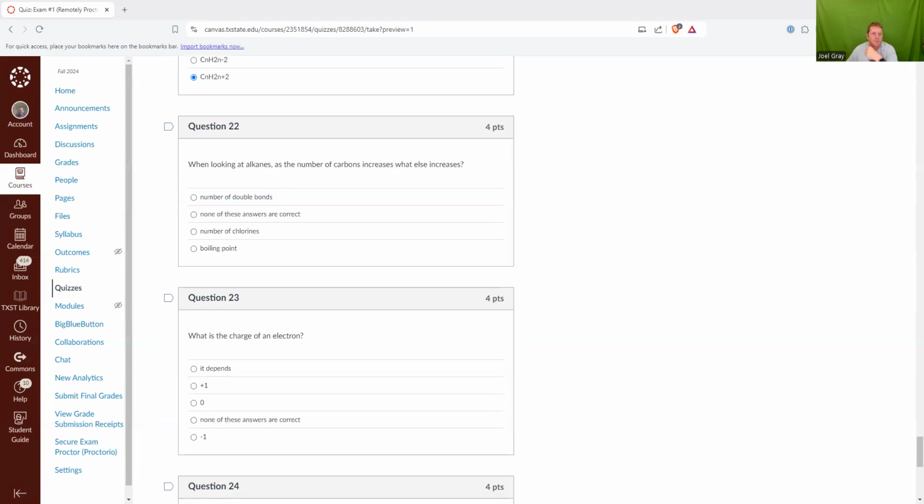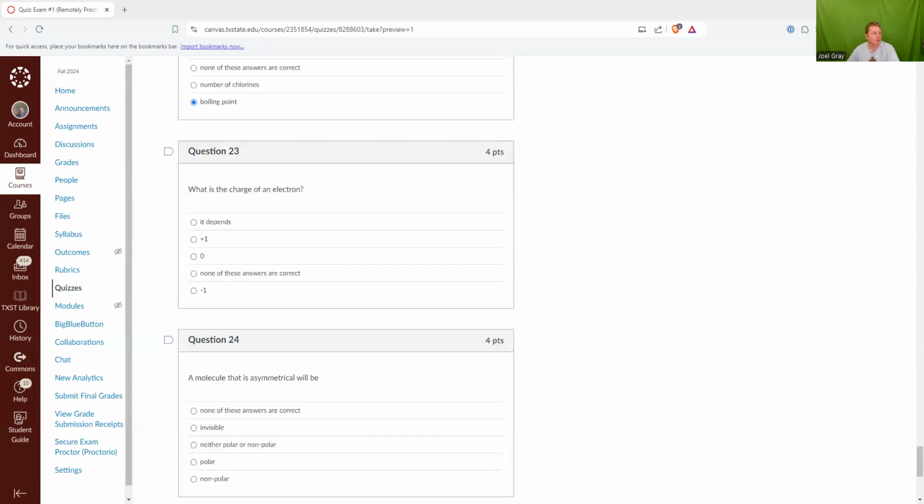Question number 22. When looking at alkanes, as the number of carbons increases, what else increases? Okay, so alkanes, that's nothing but carbon-carbon bonds. It can't be the number of double bonds. What about number of chlorines? This didn't mention anything about chlorines. Boiling point, however, as the number of carbons increases, the boiling point of our substance increases.